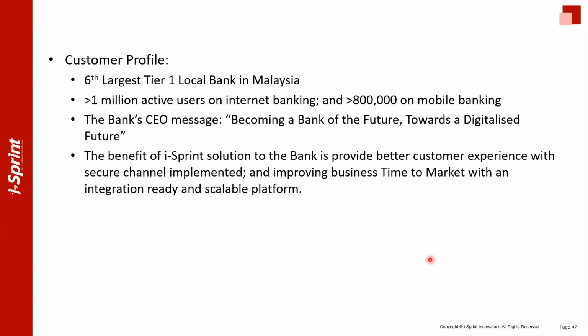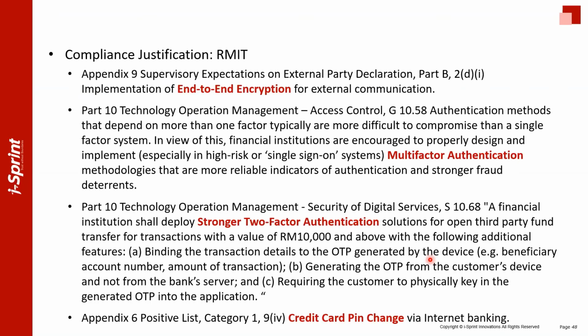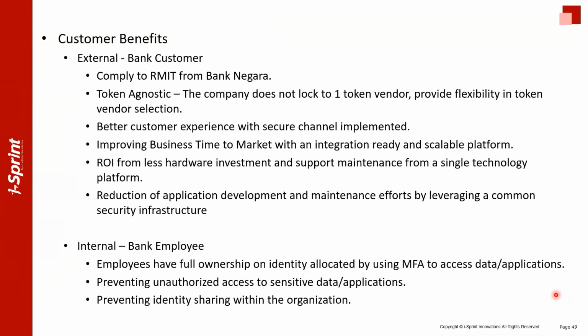Okay, so this is the customer profile. So it's one of the largest tier 1 banks. Okay. And as mentioned, very important, all our solutions can comply with the RMIT guidelines for end-to-end encryption, MFA, and also RASP also. Okay, later I think we have a slide on the RMIT. Okay, so these are the benefits, our strength. And then this one is for internal 2FA, and external facing, so we have two parts.